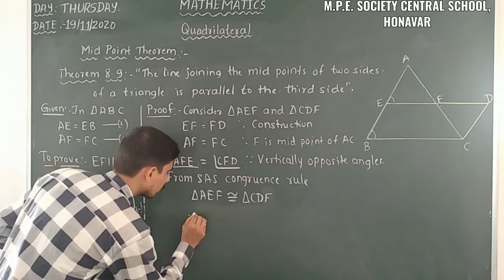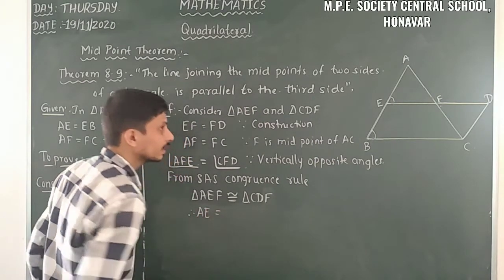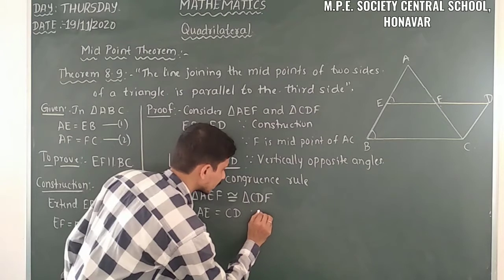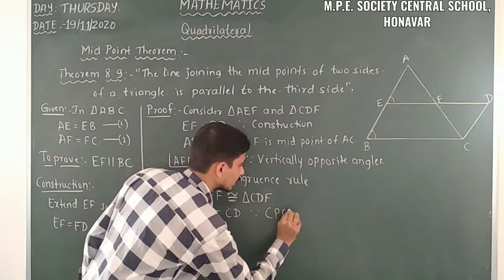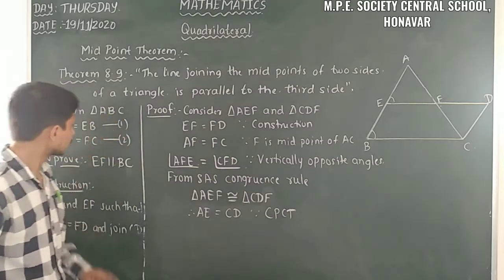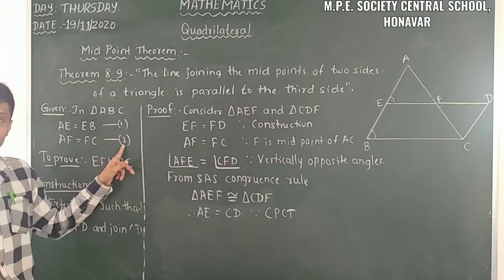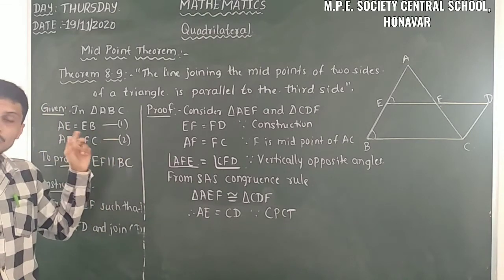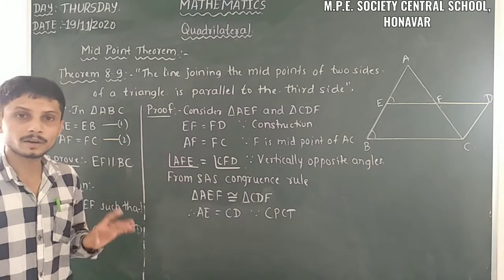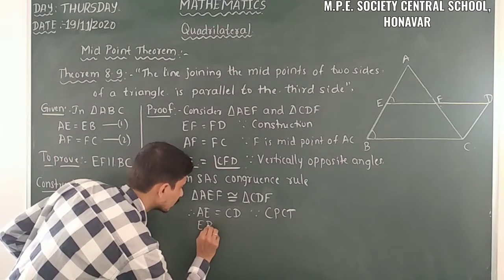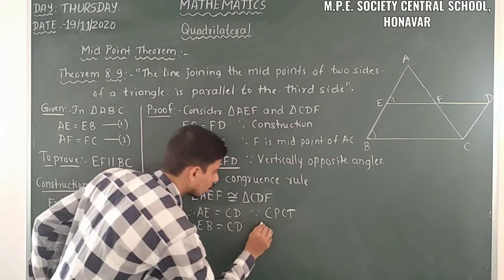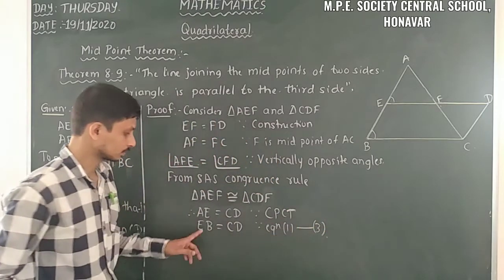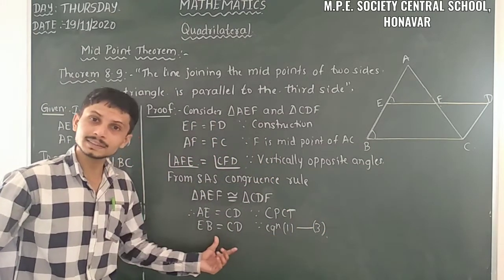So here, therefore, AE is equal to CD. Already we know that it is CPCT. Here I considered this as equation number 1 and this as equation number 2. From equation number 1, AE is equal to EB, already we know that because E is the midpoint of AB. That is EB is equal to CD, and I will take this as equation number 3. Here we have EB is equal to CD.